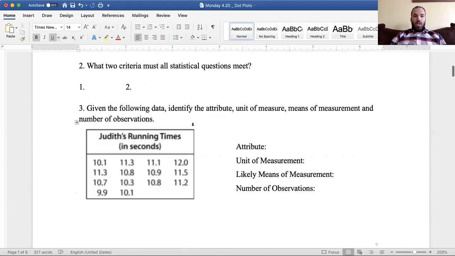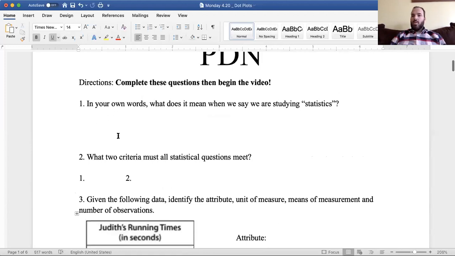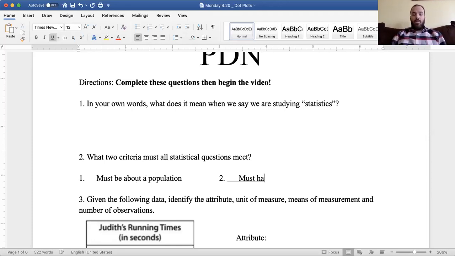Okay, welcome back. You probably have various answers for number one, so I'll check those when you turn it in. For number two, what are the two main criteria for all statistical questions? It must be about a population. Remember that a population is more than one person, so it has to be about a population, and must have variance. That means everyone in the population is going to have a different answer.